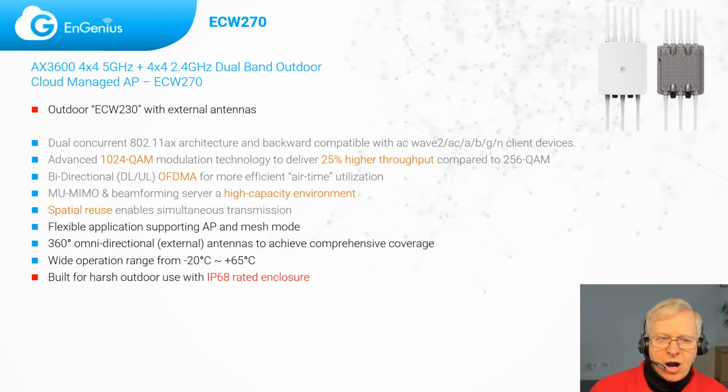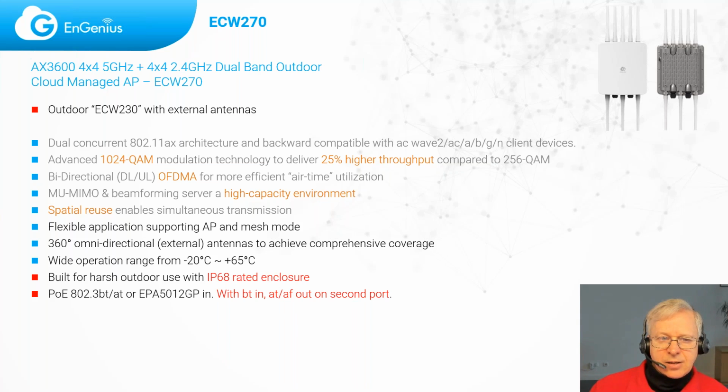Although it says harsh outdoor use, there are some indoor uses that are also pretty harsh, either because the indoor environment is very humid, which is usually not good for APs, especially not for indoor APs. It can also be very cold, like in cold stores. In that case, you would not want to put in an indoor device, but you would want to put in an outdoor device like this.